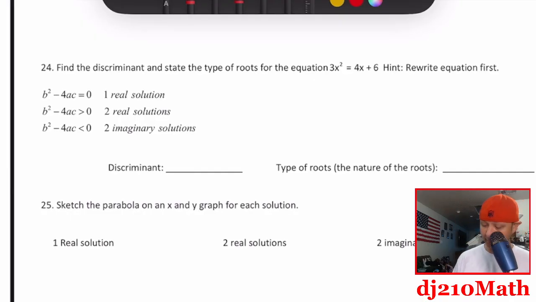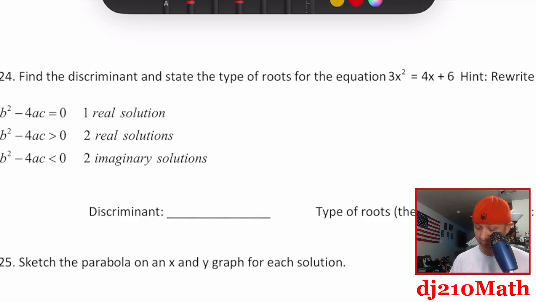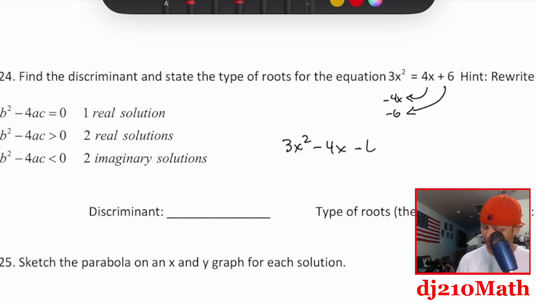Okay, the only difference here is that the equal sign is in the middle of the equation. So you just have to move everything, right? Move everything this way. So minus 4x, doing the opposite, minus 6. So we're getting 3x squared minus 4x minus 6 equals 0.